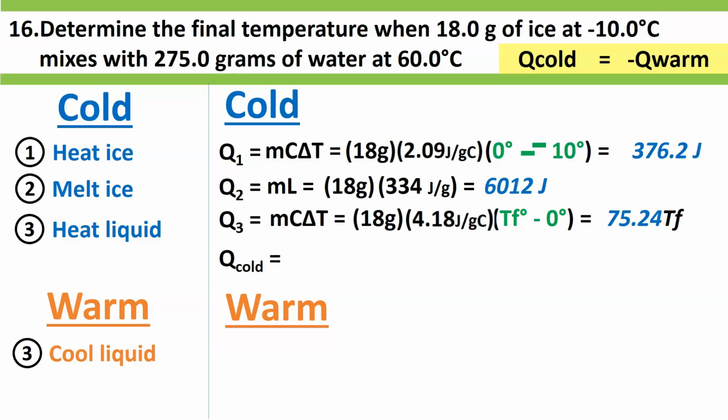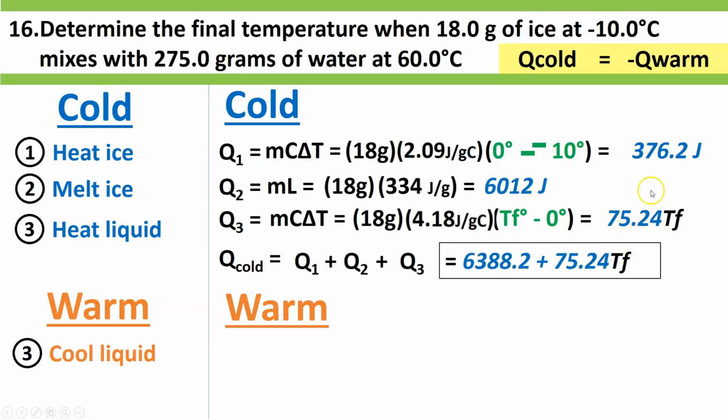What's your total Q value? Just like before, Q1 plus Q2 plus Q3. Add them up. The only thing that's going to be weird is these two numbers will add, and then you've got to have this TF term stuck on the end over here.